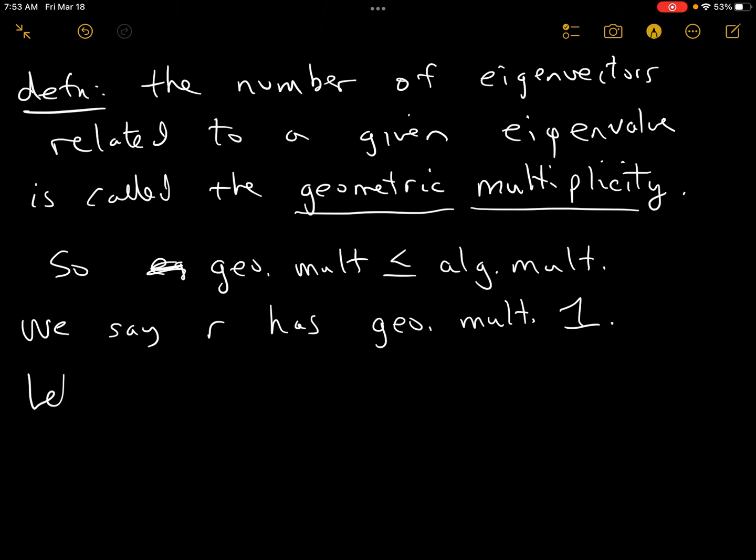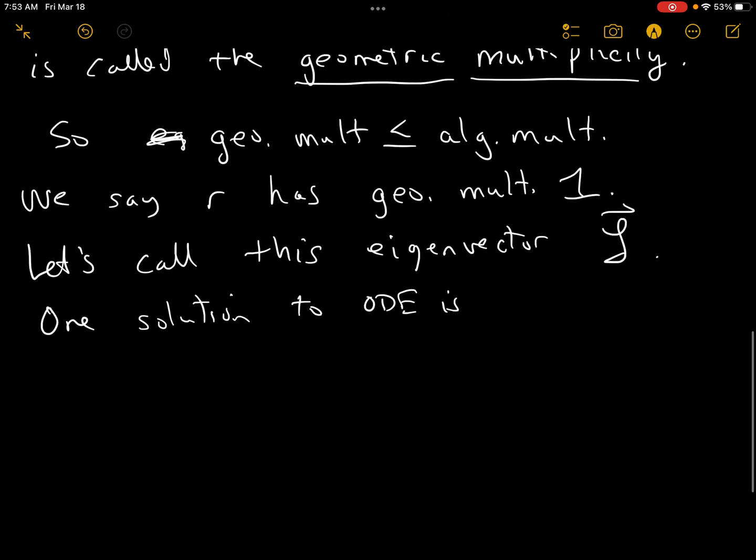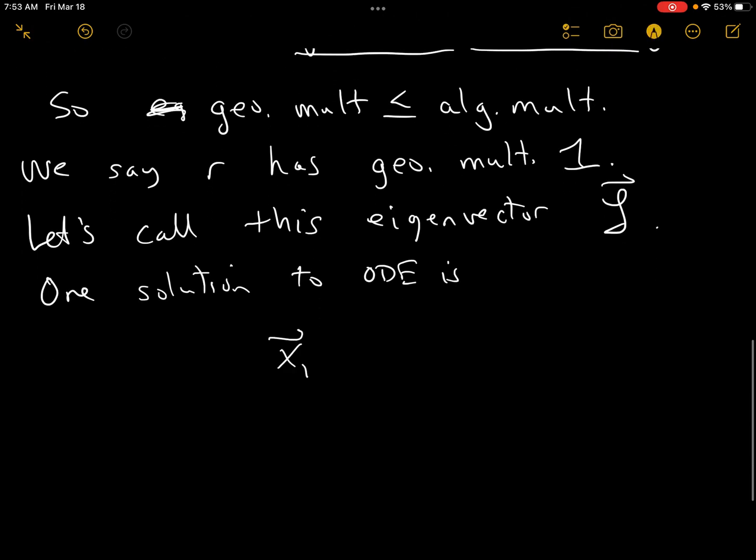So let's call this what we've been calling all along zeta, so the vector zeta. Okay. So we get one solution. So one solution to the ODE is x1 equals zeta e to the RT.